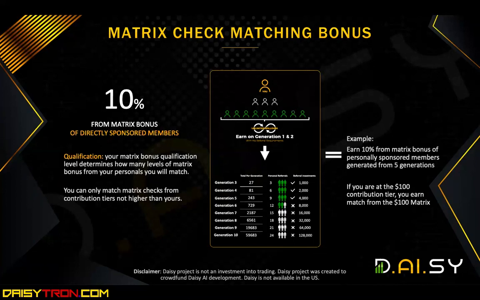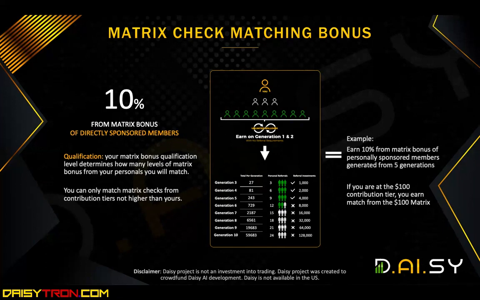Again, the same rule apply. You will qualify up to the same tier that you've contributed to, as well as the same generation that you have unlocked in your matrix. But what this means is for each person that you have personally sponsored, you can make up to 10% of their matrix bonus. Let's take an example.